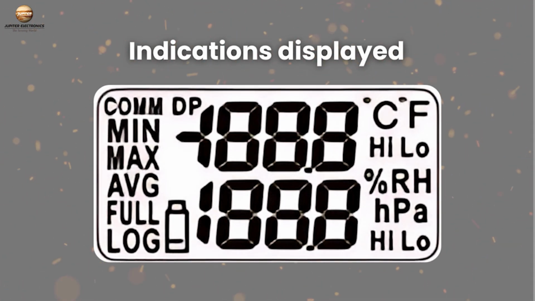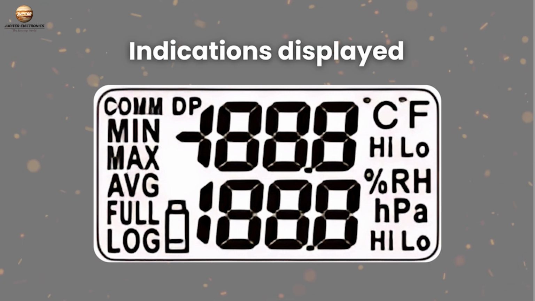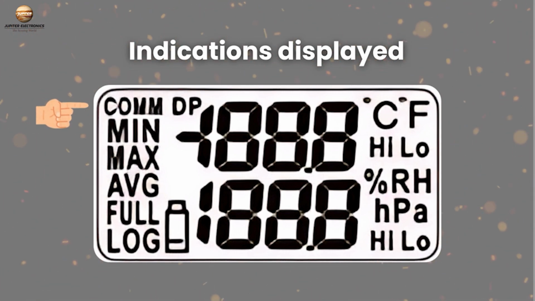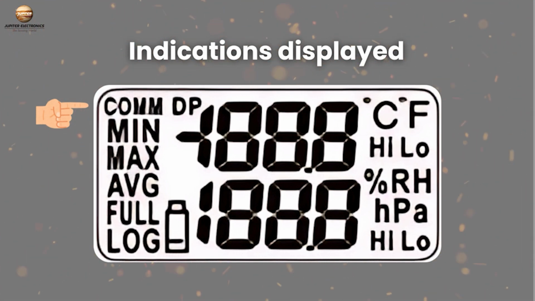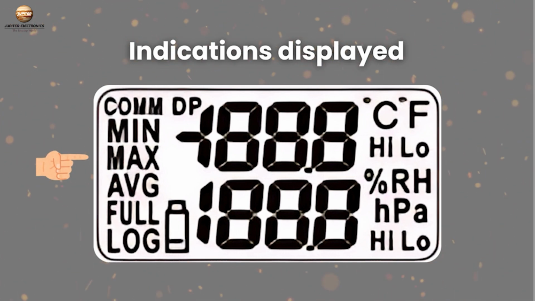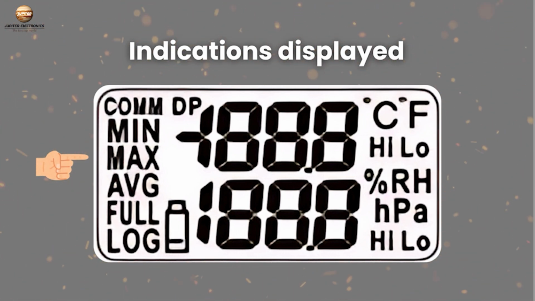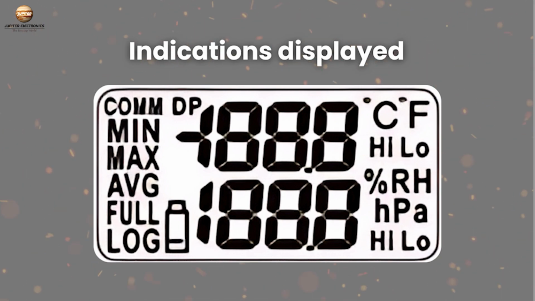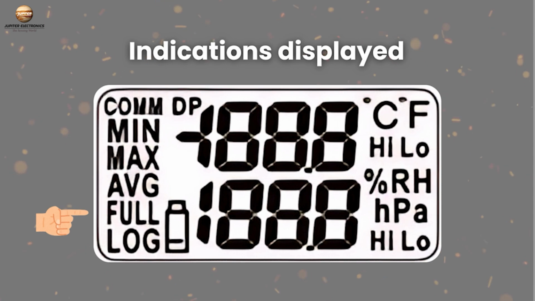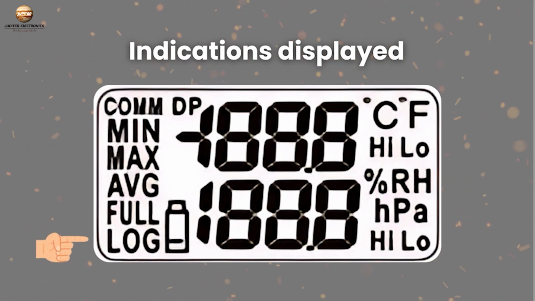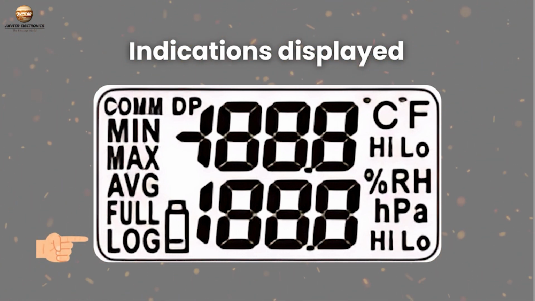So for reference, you can check the image currently showing on your screen, which illustrates all the indications displayed on the device. Starting from the top left corner of the display, the first indication you will see is COM, which appears when the device is connected to the computer. Below that, you will find minimum, maximum and average, which display the minimum, maximum and average values respectively. Next, the full indication appears when the device storage is full. If the device is in logging mode, you will see the log indication. Next to the log symbol, there is an indication for low battery if the battery is running low.